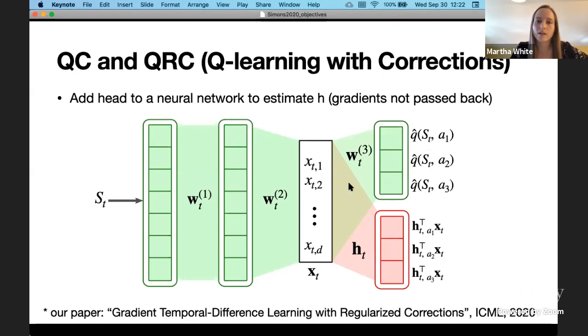You have this green part of the network, that's your usual Q-learning agent. All you do is add an extra head to the network that's going to estimate H. None of these gradients flow back, which is what's suggested by the analysis. It actually suggests it's better to put this extra head on the network. And then these action values are updated with the gradient correction form.